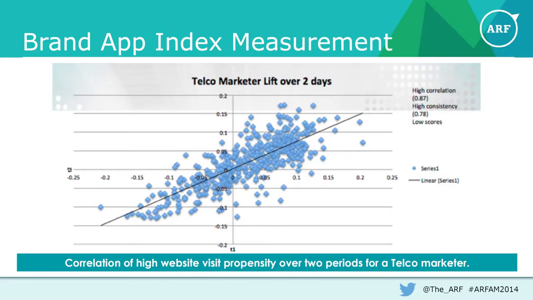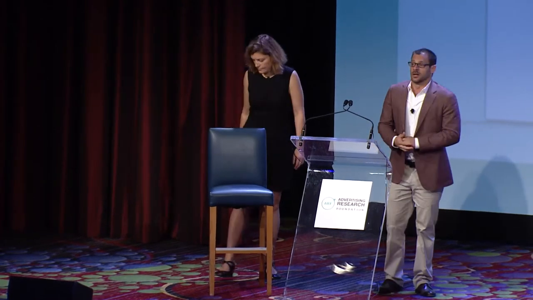In this case, we're looking at the app behavior for a telco marketer that we looked at, and we saw that we had high consistency over time periods, as well as a high correlation of the same over-indexing. And so what does this actually look like? What we could see is that by targeting those devices that have the high activity for those apps, we can actually optimize the audience for those marketers and drive performance.